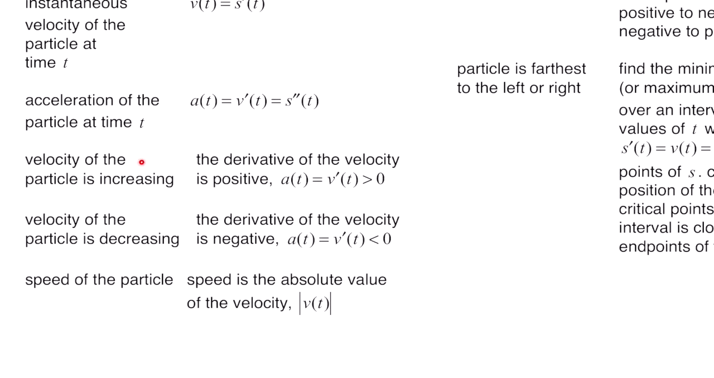Here we have the velocity of the particle is increasing. That means that the derivative of the velocity is positive, or the acceleration, which equals the derivative of velocity, is greater than 0. Next, if the velocity of the particle is decreasing, that means the derivative of velocity is negative, or a of t, which equals the derivative of velocity, is less than 0. The speed of the particle is going to be the absolute value of velocity. So you just take the absolute value of your velocity function.